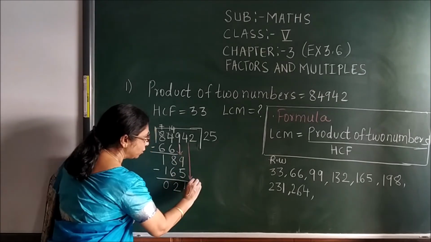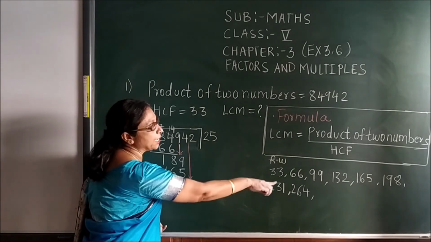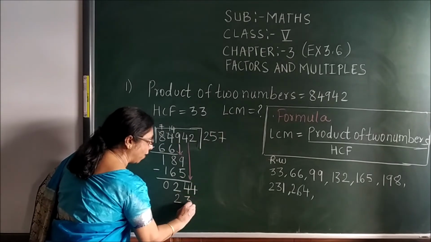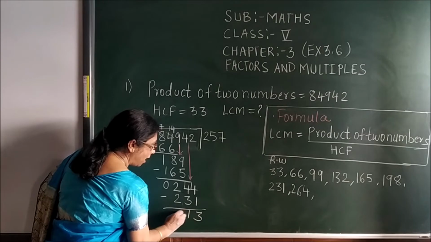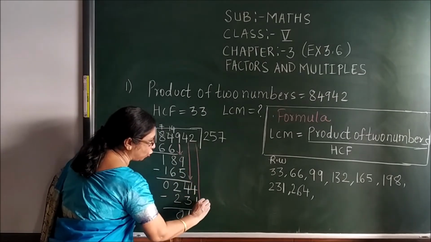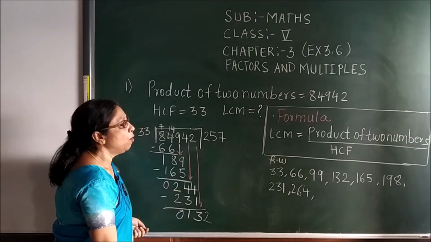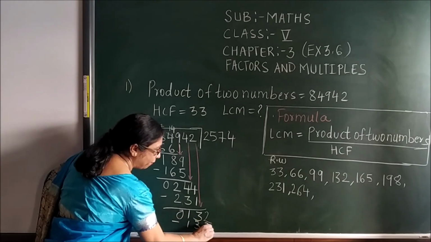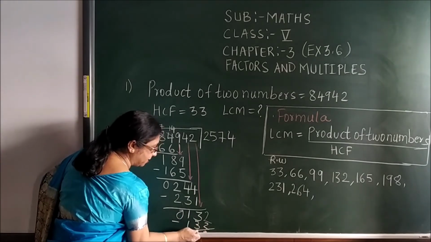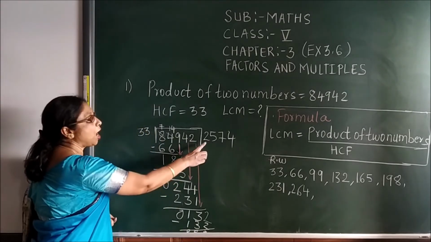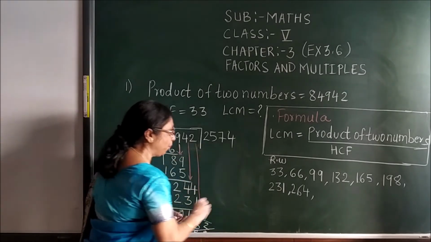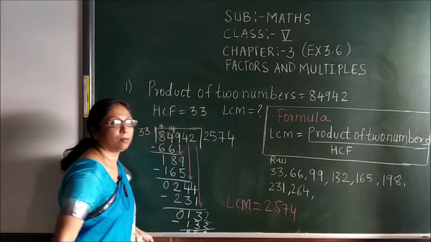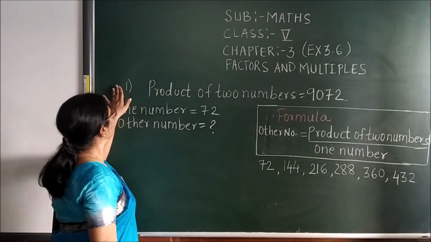This is 4. So you will bring your 4. 244. Less than 244 is this. So here you write 7's are 231. Then subtract. Again bring the next number down. This is 2. So you will bring your 2. And you see here 132 is there in the table. So 4's are 132. And finally what you will get is 0. Final answer is 0. So your answer, LCM, is 2574. Clear?